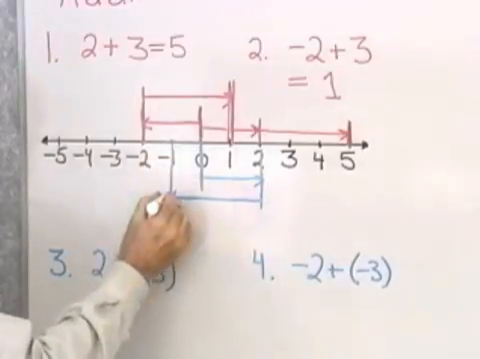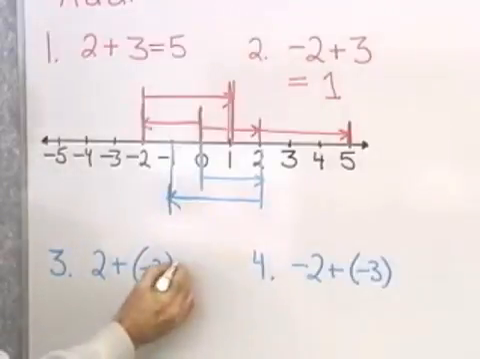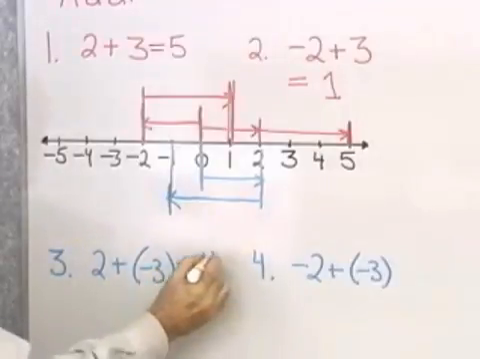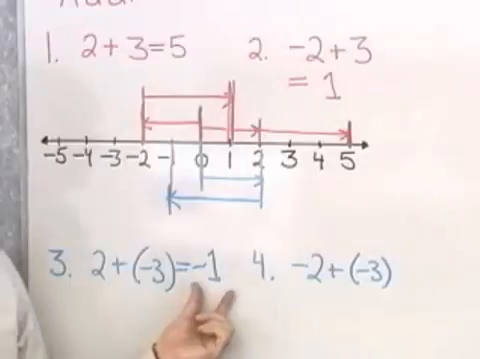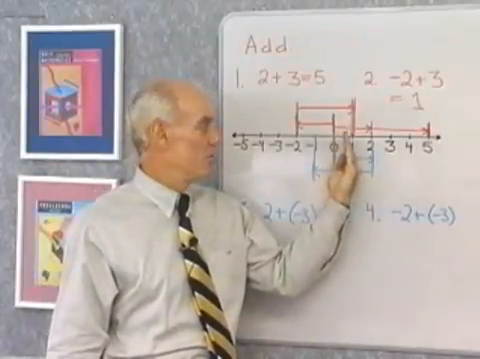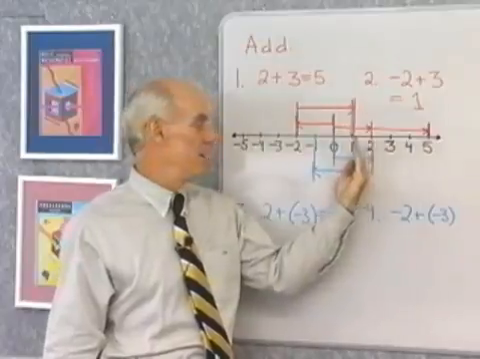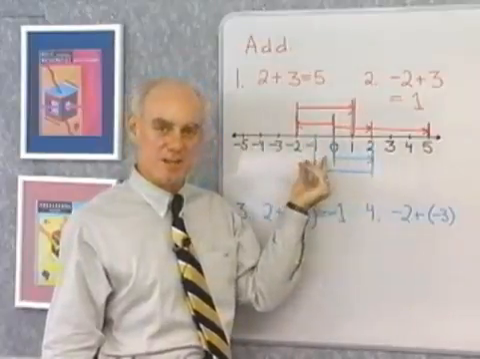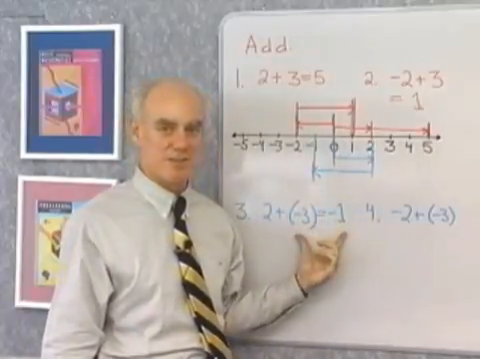That brings me to this number right here, negative 1, and that's why 2 plus negative 3 is negative 1, because of this movement on the number line. Start at the origin, move 2 units in the positive direction, and then 3 units in the negative direction. We end up at negative 1, and that's the answer to this problem.